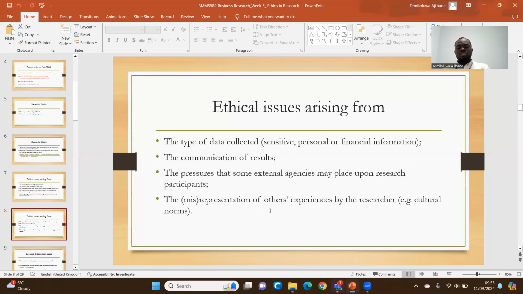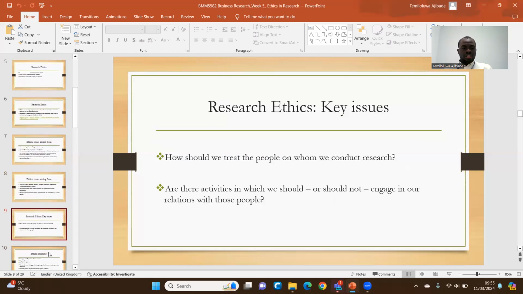Now, misinterpretation of people's experience based on culture, based on background, based on the norms, one needs to be careful. For instance, let's say because you see someone from a particular culture, you now make a general assumption that everyone from that culture behaves like that, or everyone from that culture is like that based on your experience. No, you need to be open-minded so that you would not give a wrong conclusion about a particular subject matter.